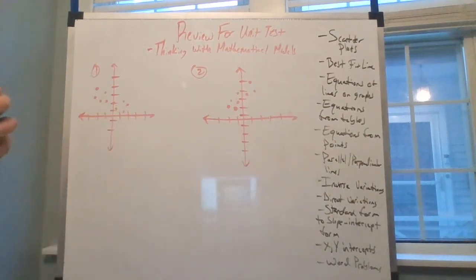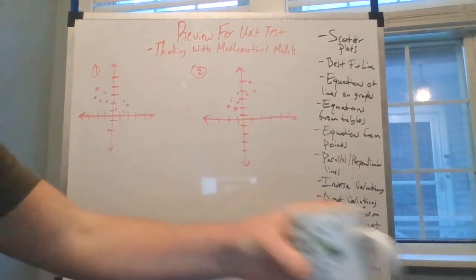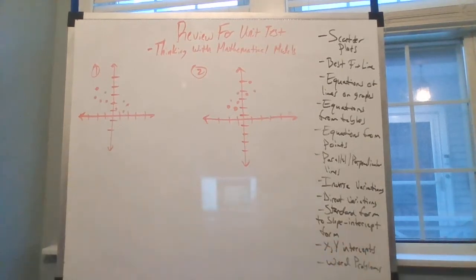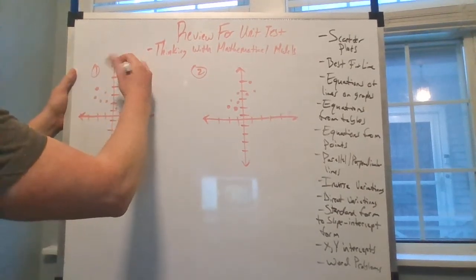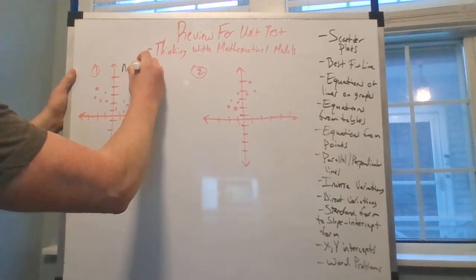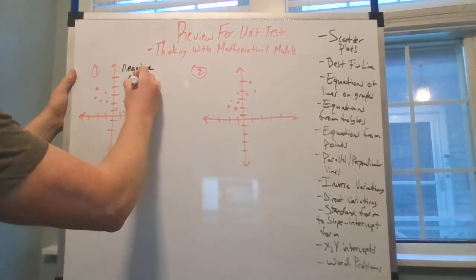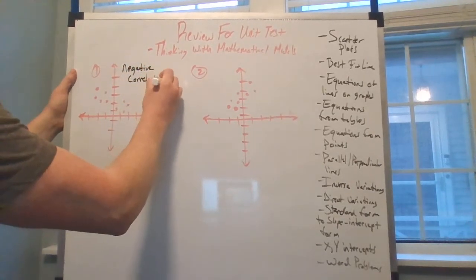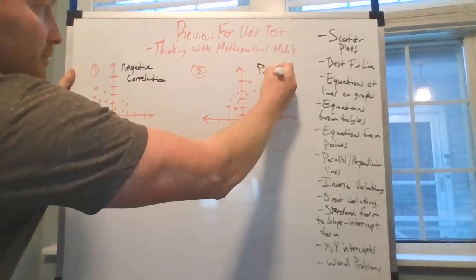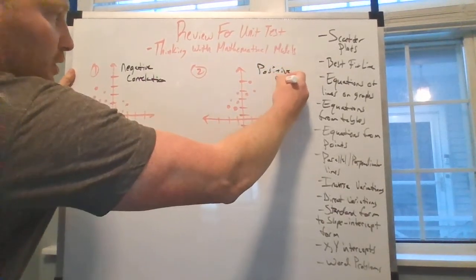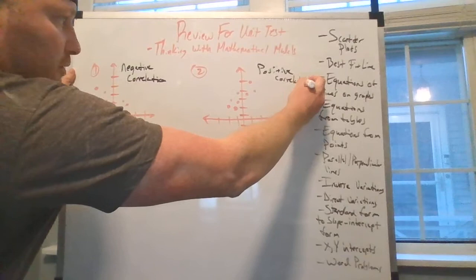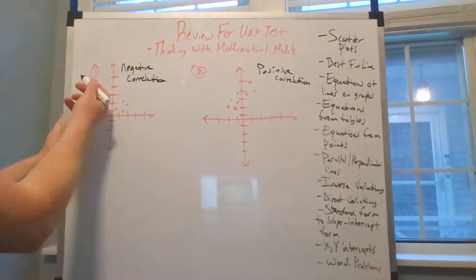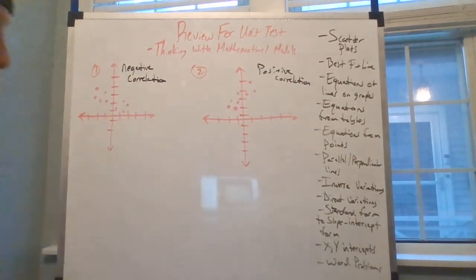So first things first. We got scatter plots, and we need to make a line of best fit so that we can make predictions in the future. So I got two different situations here. This is considered a negative correlation, and this is considered a positive correlation, because this goes in a negative direction, whereas this goes in a positive direction. It's pretty clear like that.